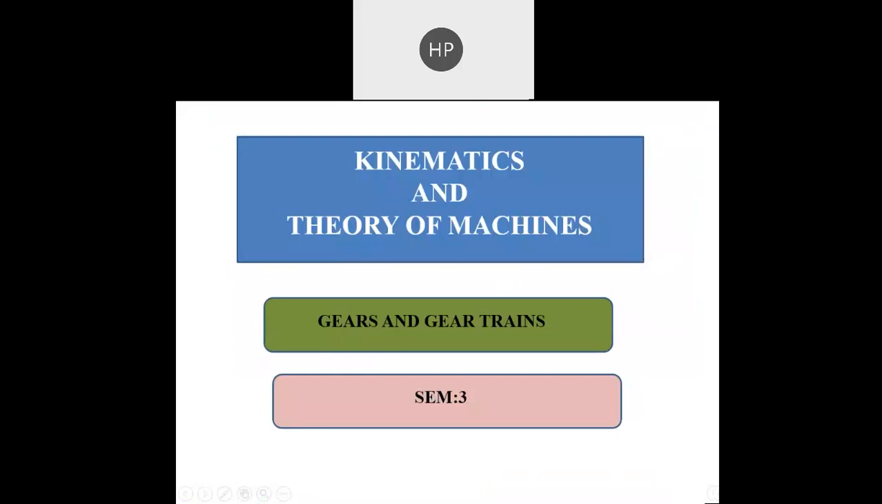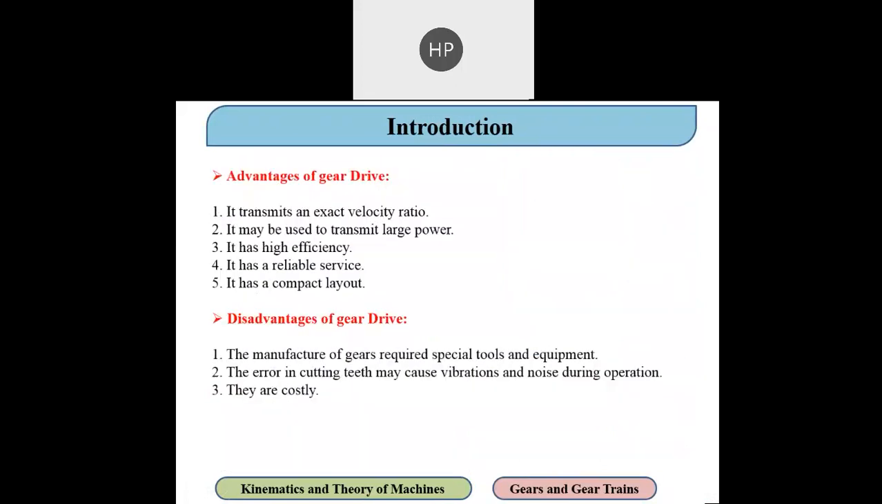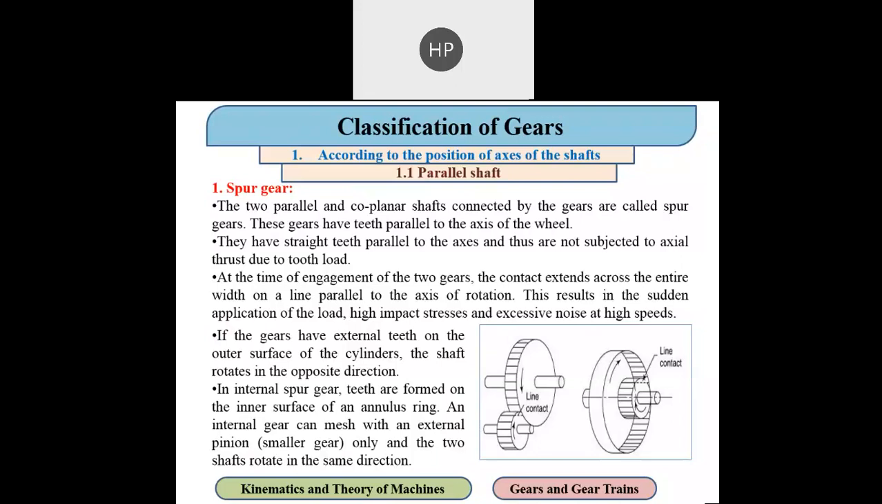Okay, so we are talking about gears and gear trains, and in that we have discussed how gears are used to transmit power from one shaft to another shaft by the use of teeth. And we have also discussed the various advantages and limitations of gear drives. We have talked about the classification of gears.